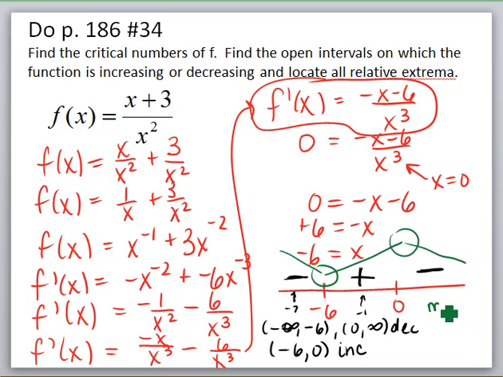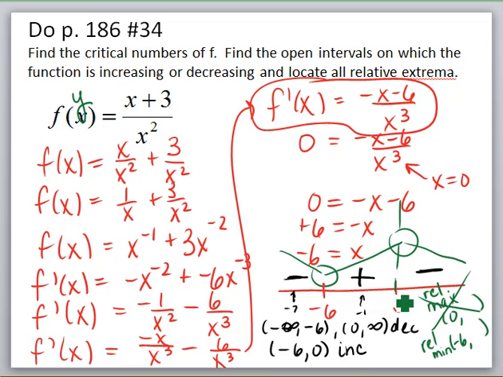So I'll squeeze that in here. My max is at 0, comma, something, relative max. My relative min is at negative 6, comma, something. So where am I going to plug this in? We'll have to plug it back in for y value. So when I plug 0 up here, well, that's not going to be a max or a min because it doesn't exist. So there is no max. Remember, it was discontinuous there. So that's the reason why.